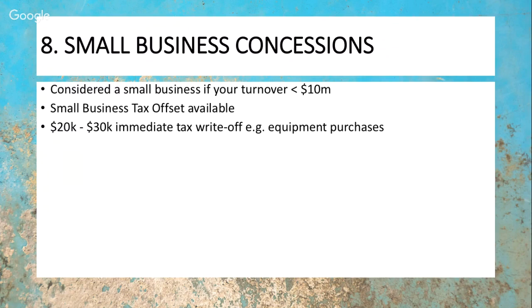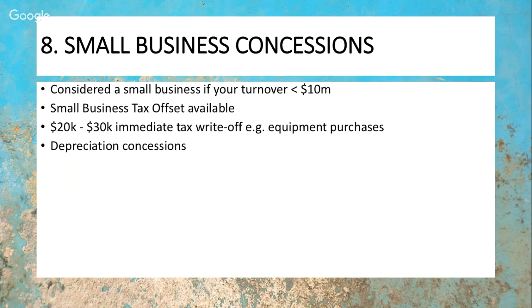Now, there's also an immediate tax write-off for large purchases, such as reformers and trapeze tables. This enables you to claim the whole amount of the purchase of that equipment up front, up to a limit of $20,000. And if the Liberals get in at the election, it's in the budget for this to go up to $30,000. So that's quite a big advantage if you are purchasing equipment.